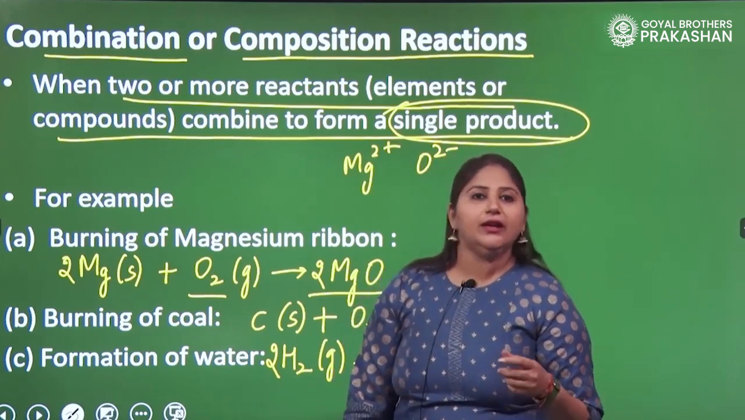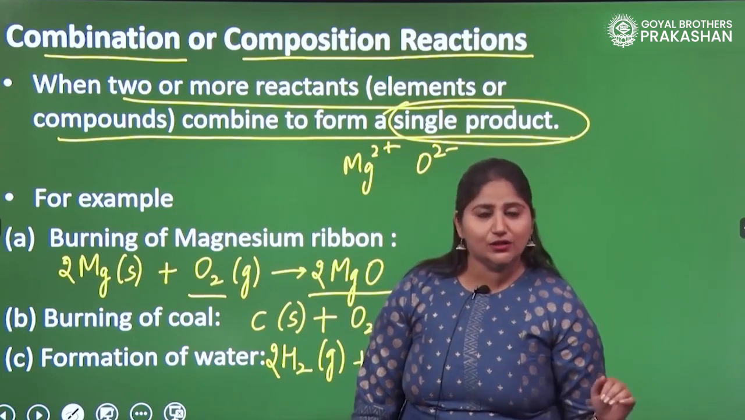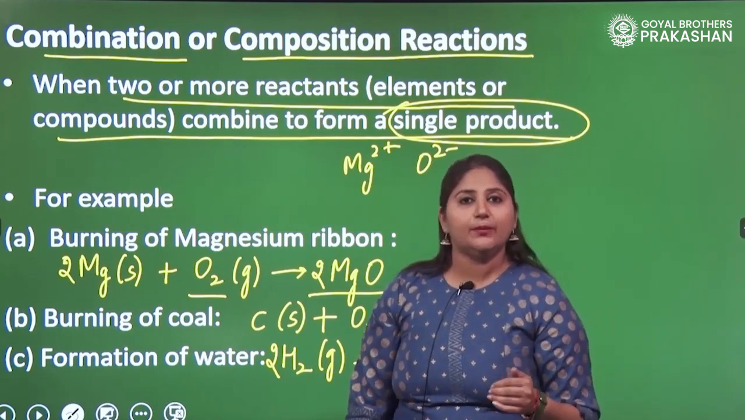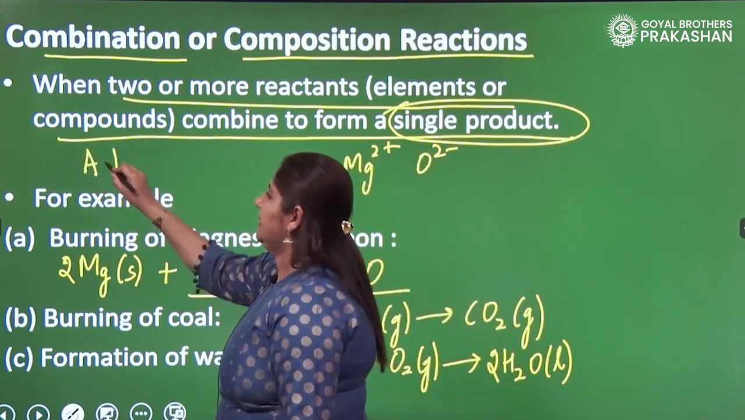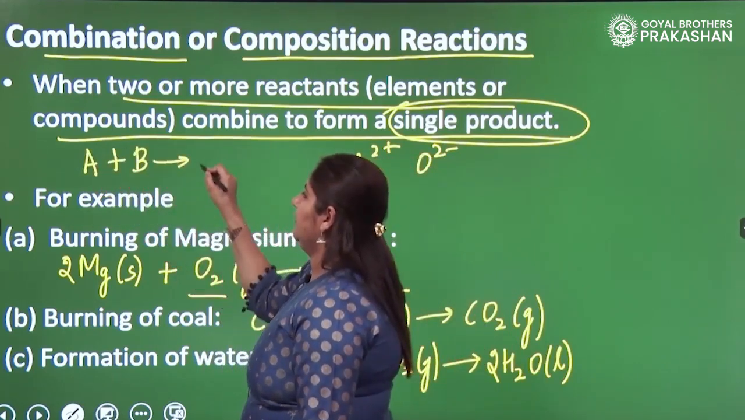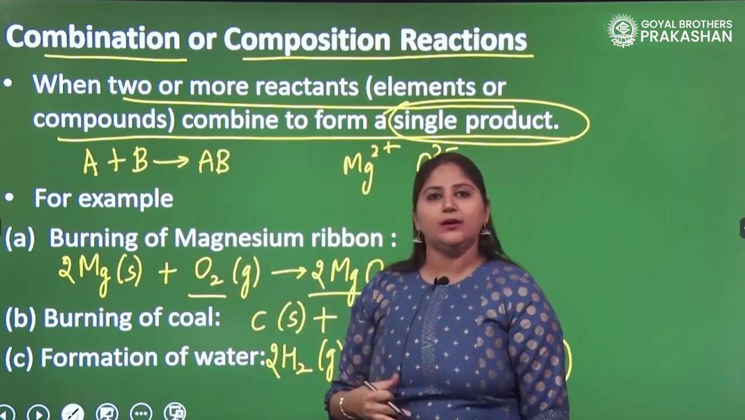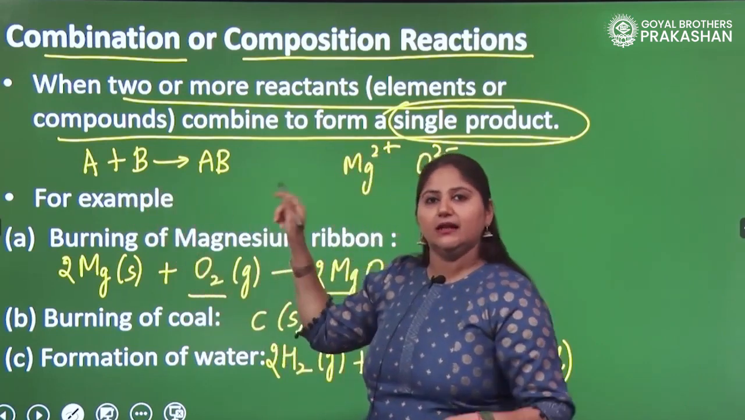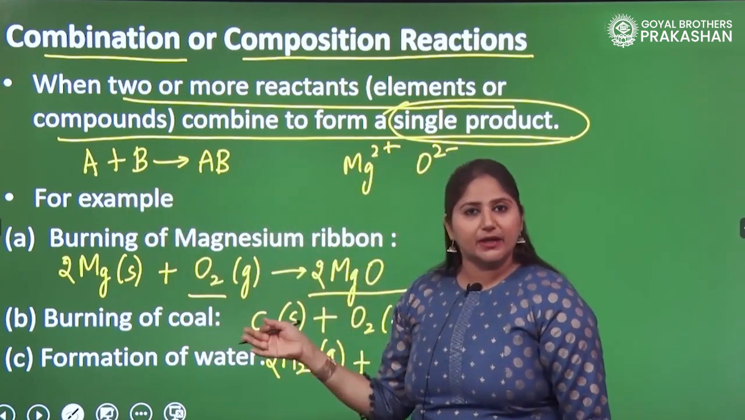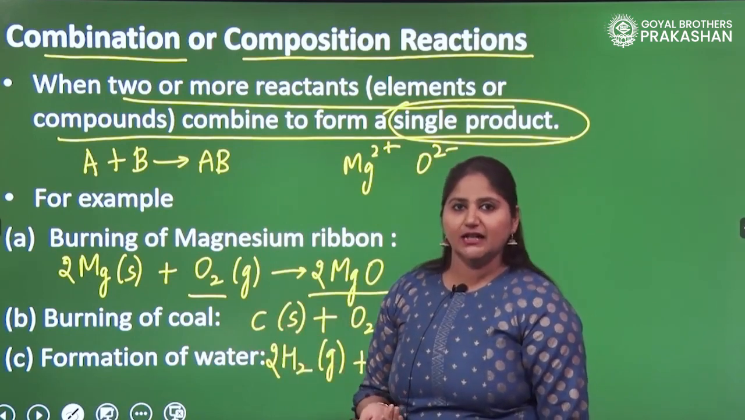So, in general, how can I write the general equation of this particular type of reaction? You can write A plus B forms AB, or you can say A plus B forms another compound C. So, when A and B are combining to form AB, a single product, we say it's a combination reaction. So, let's do more examples and the activities related to it.